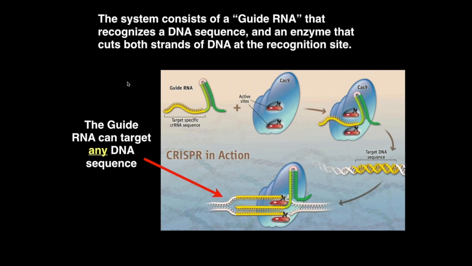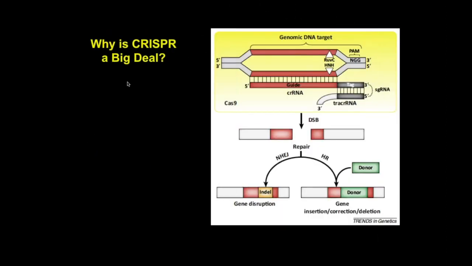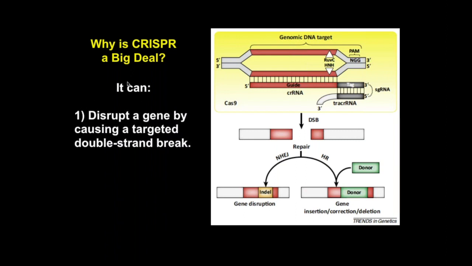Now that's how it inactivates viral DNA in the bacterium. But here's what you can do with it in, for example, a human cell. And this is why it's a big deal. The first thing that it can do is by adjusting the sequence of the guide RNA, you can cut and disrupt a gene by causing a targeted double-stranded break. And that's what you see here inside the red box.